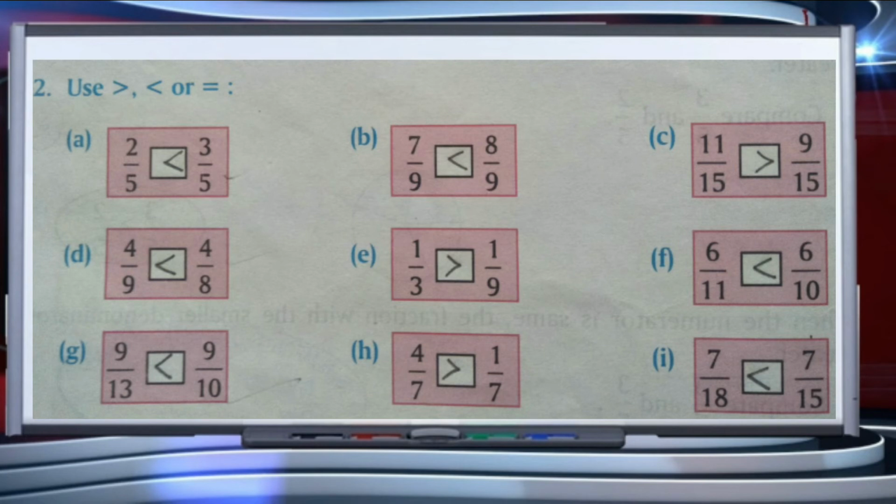In E part we are having 1 by 3, 1 by 9. That means the numerator is the same. The fraction with smaller denominator is greater. Smaller denominator means 3. 1 by 3 is greater than 1 by 9.